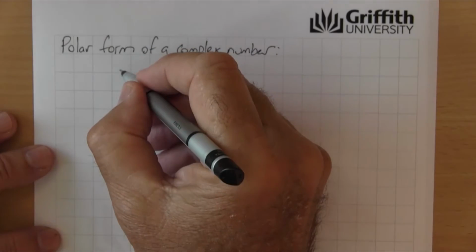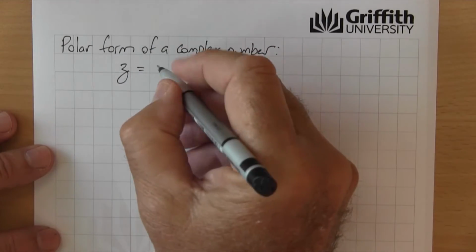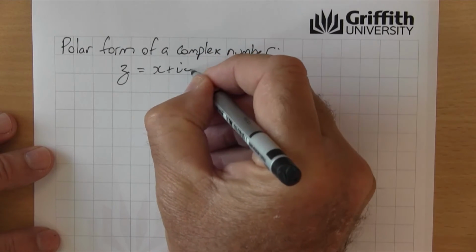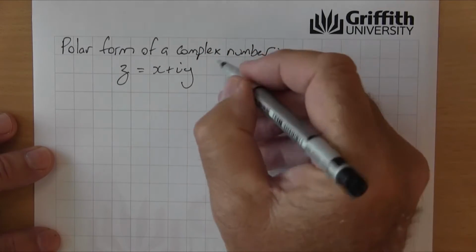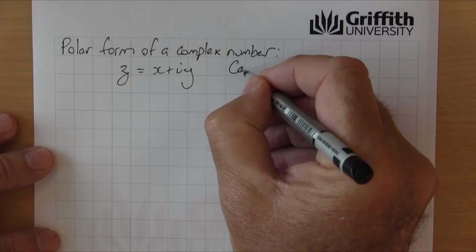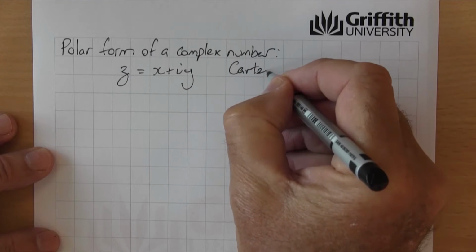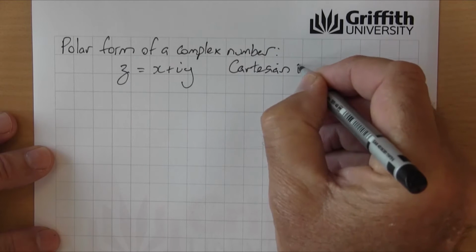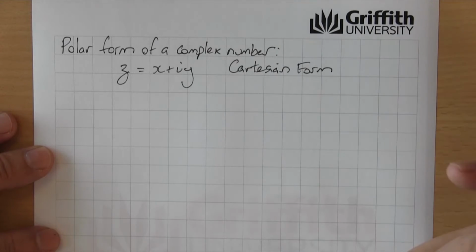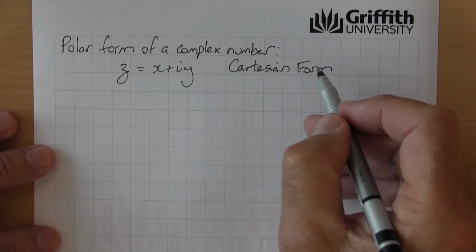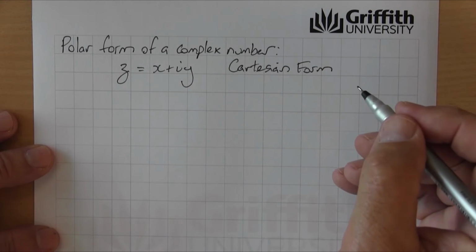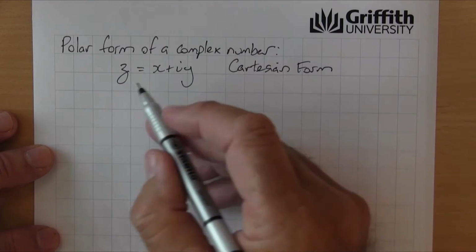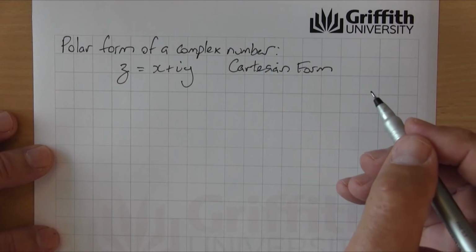So far we've been looking at complex numbers in the form of x plus iy. This is commonly called the Cartesian form, simply because it can be easily expressed on a plane that is very similar to the Cartesian plane, which we call the Argand plane. So z equals x plus iy.